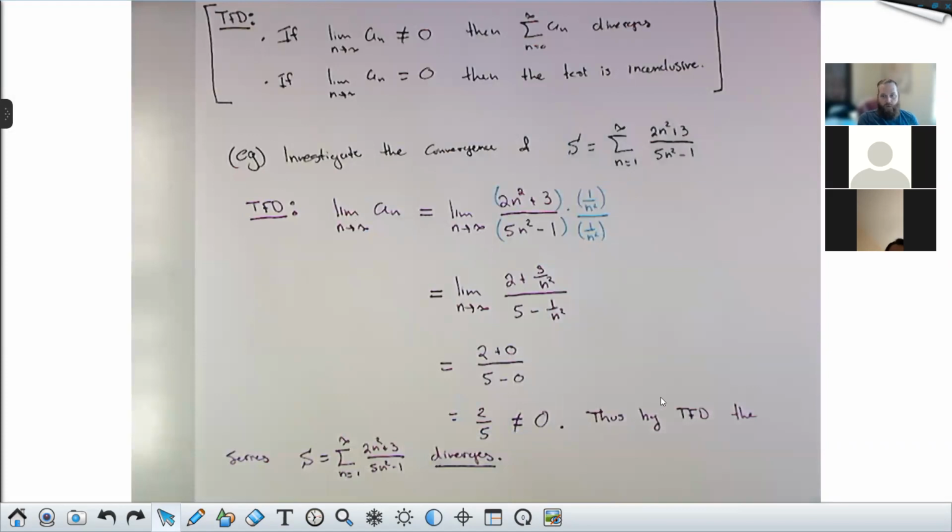Why does it diverge? Because the test for divergence says if the limit of the a_n is not 0, then the series sigma a_n diverges. Okay, the logic's extremely important here, and I will be grading you on the logic. Please, as you solve these problems, write out good solutions. This is a good solution. Questions on TFD or this example?